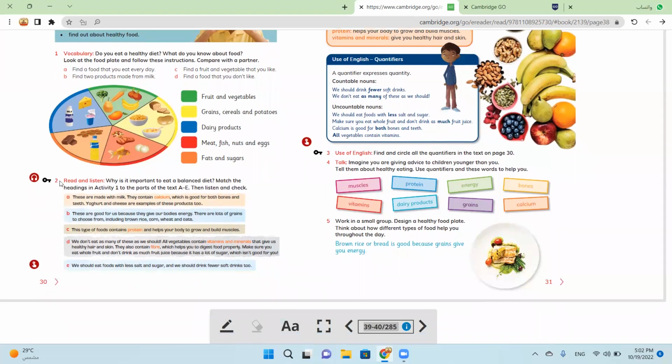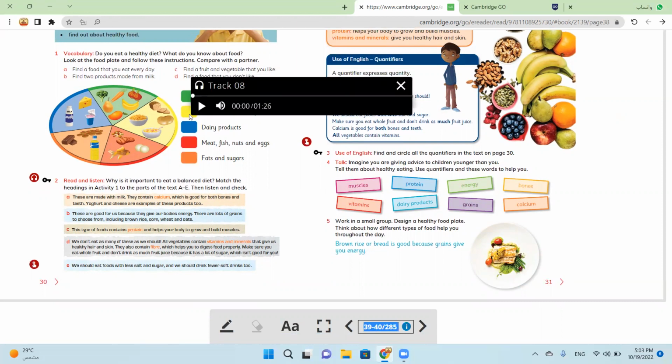Let's move to activity 2, read and listen. So let us listen together. Why is it important to eat a balanced diet? Match the headings in activity 1 to the parts of text A to E. We have A to E. Then listen and check. Track 8.